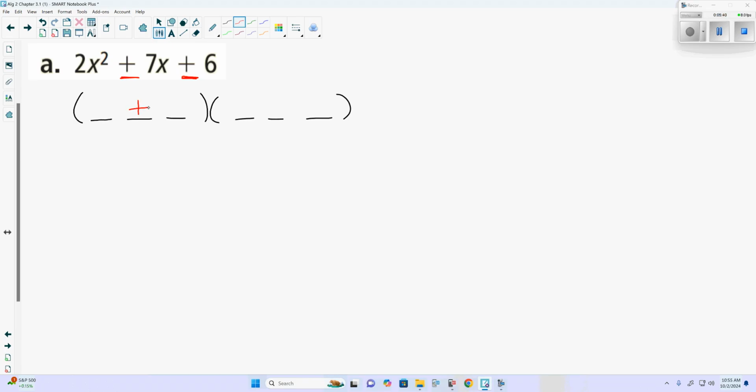So our signs inside both parentheses are plus and plus. So that takes care of step number 3. Questions on this so far?